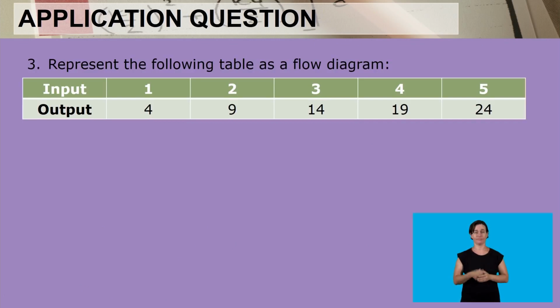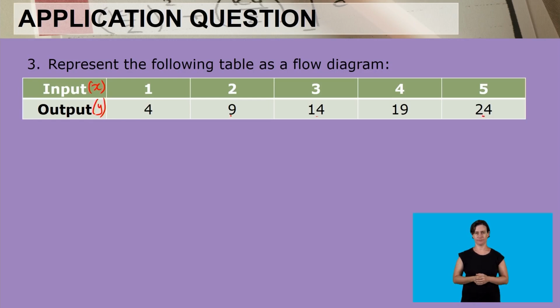So it says there, represent the following table as a flow diagram. So as we can see in our table, we have been given the input values, which of course we know is represented by the X, and the output values, which is represented there by the Y. So the input value being 1, the output value is a 4, input value being 2, the output value is a 9, the input value being a 3, the output value is a 14, input value being a 4, the output value is a 19, and of course the input value being a 5, the output value is a 24.